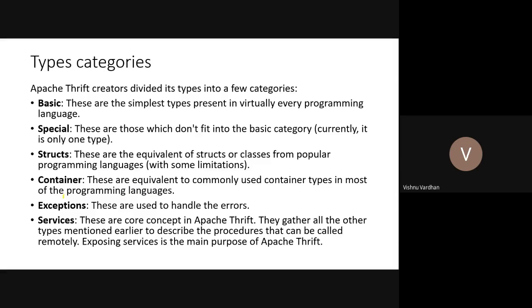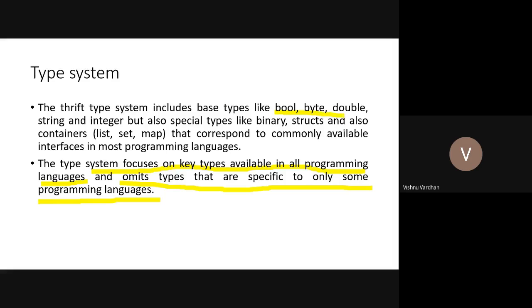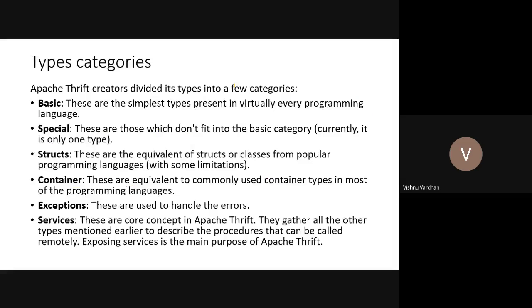Next, the type categories which we discuss in some length. Thrift creators divided the types into a few categories. Basic types: these are the simplest types present in virtually every programming language, like bool, byte, double, string. Mostly you will come across all these data types, because without them a programming language is not a programming language in general. At least you will have a couple of data types exclusively for that programming language. So they are categorized as basic.